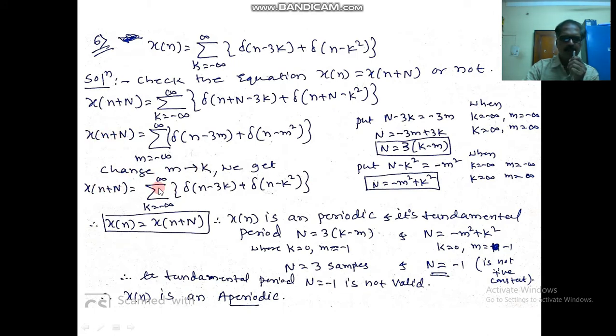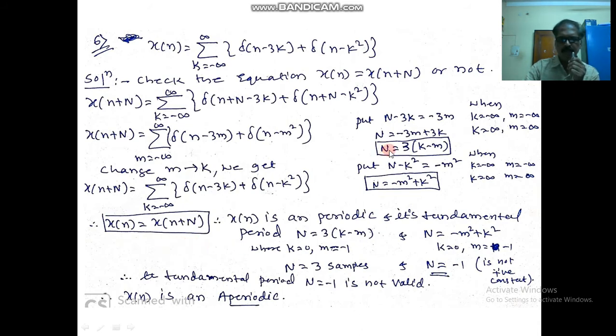equals to sigma, m will be changing to k equals minus infinity to plus infinity, delta of n minus 3k, and m will be changing to k. Now by checking x of n plus capital N with x of n, both equations are same. But whether the signal is periodic or aperiodic, let us calculate its fundamental period.